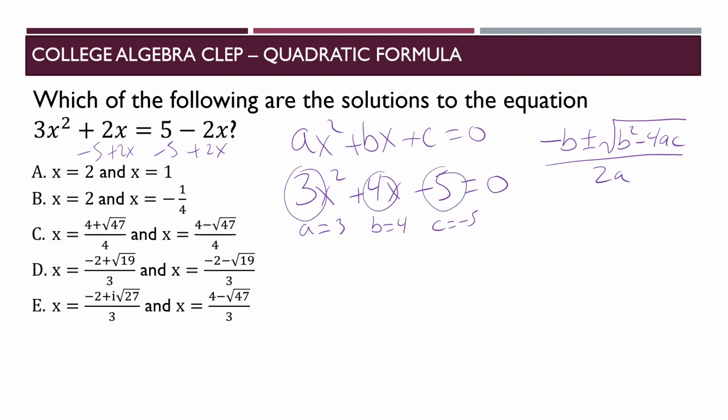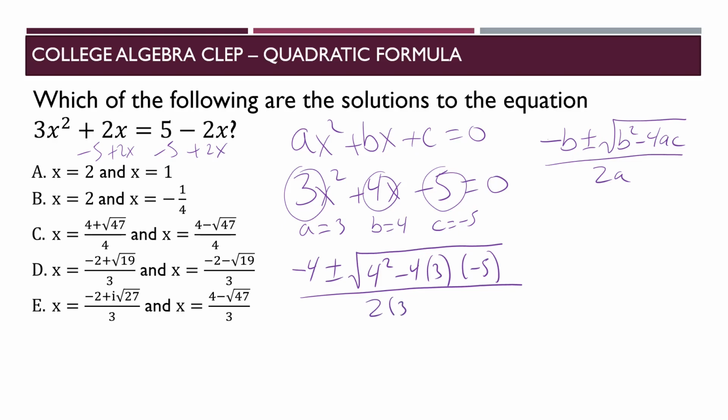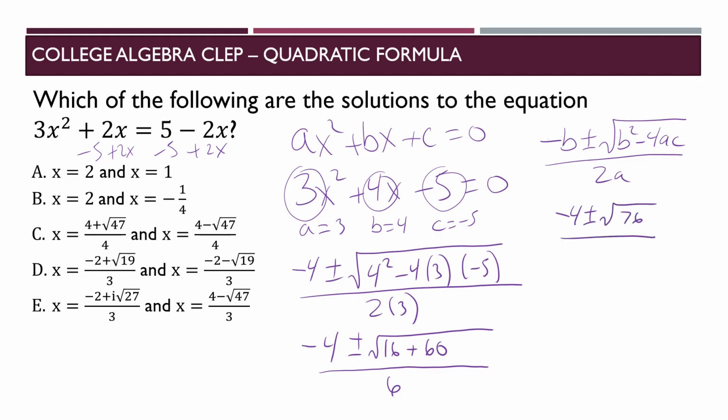Now if I plug them in, negative b, so that's going to be negative 4 plus or minus the square root of b squared, so 4 squared, minus 4 times 3 times negative 5, all over 2 times 3. That's going to give me negative 4 plus or minus 16 plus 60, all over 6. Now 16 plus 60 is 76. So now we have negative 4 plus or minus the square root of 76 over 6.